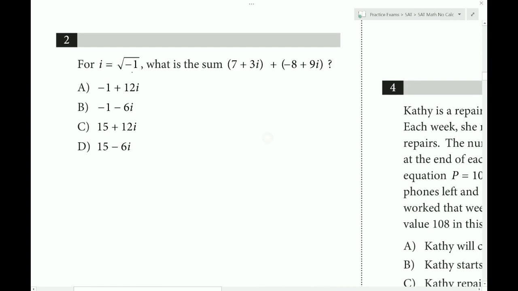Question 2. For i equals square root of negative 1, what is the sum of 7 plus 3i plus negative 8 plus 9i? So the best thing to do here is to stack these up, and we'll add the real parts and add the imaginary parts. So we're combining 7 with negative 8. Since these have different signs, it's a battle, and the negative team wins the battle, and they win by 1 point. These are the same signs, so they add up to 12i. So that's answer choice A.